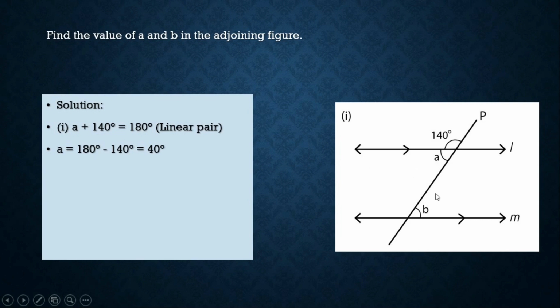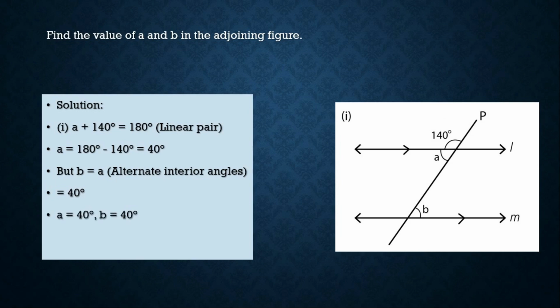Then the value of angle B is 40 degree because they are alternate interior angles. So angle B is equal to angle A, which is equal to 40 degree. I hope you got how to find the unknown angles in this case.